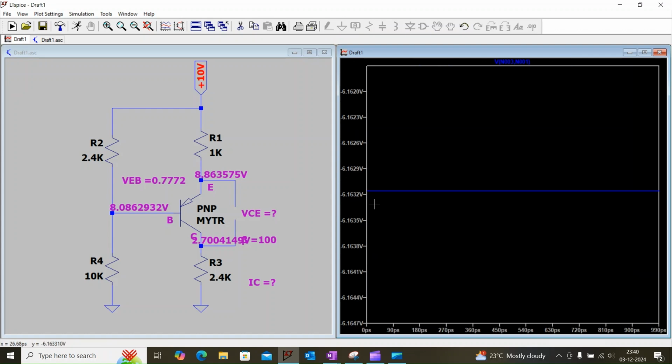Hope you are able to understand how we can calculate the voltage across the collector to emitter when we use a voltage divider as the biasing voltage of the base. Hope you are able to understand this circuit.